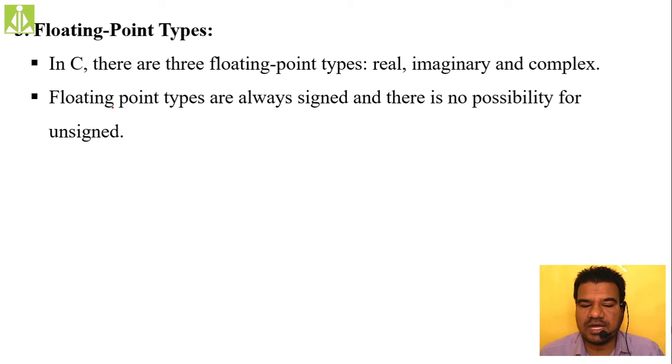Then we have floating point type. In C we have three different floating point types, that is real, imaginary and complex. Real numbers, imaginary numbers and complex numbers. Floating point types are always signed. There is no concept of unsigned in floating point types. You cannot make an unsigned floating point type. Unsigned real or unsigned imaginary or unsigned complex, it is not possible. Always they are signed only. Whenever you are storing a floating point type in your computer, you have to dedicate 1 bit for storing the sign of that number. Only in integers we have the concept of signed and unsigned. In floating point we don't have any such concept.